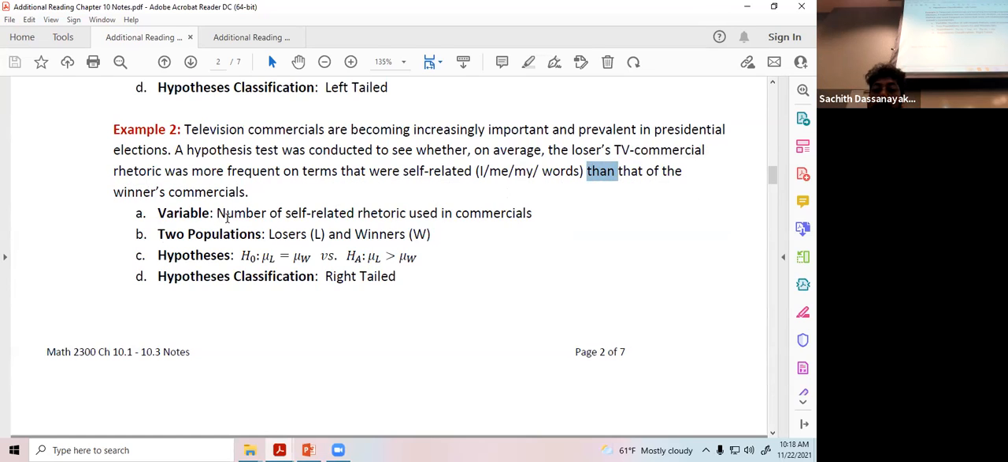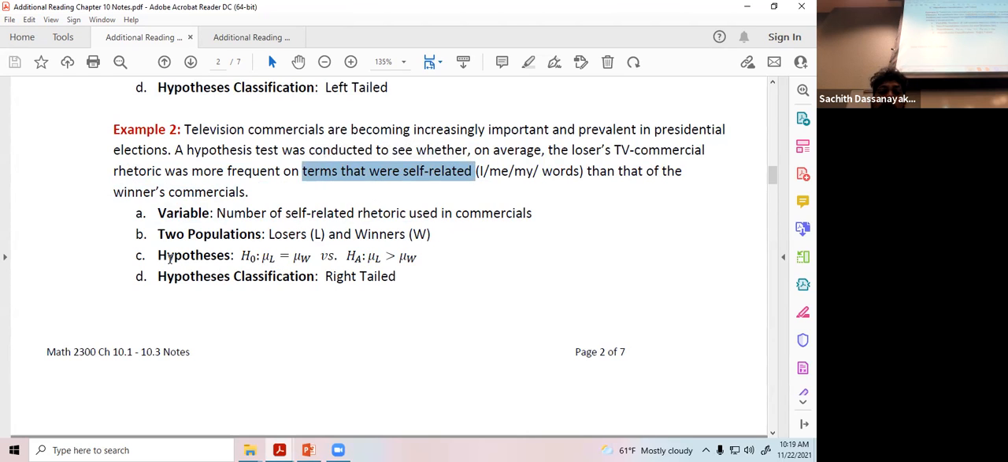The variable is the number of self-related rhetoric terms used in commercials. This is about increasingly important, and this is about losers and winners, two television commercials. So what are the two populations? The populations are losers and winners. On the right hand side of this keyword you can find the winners, and on the left hand side you can find the losers.